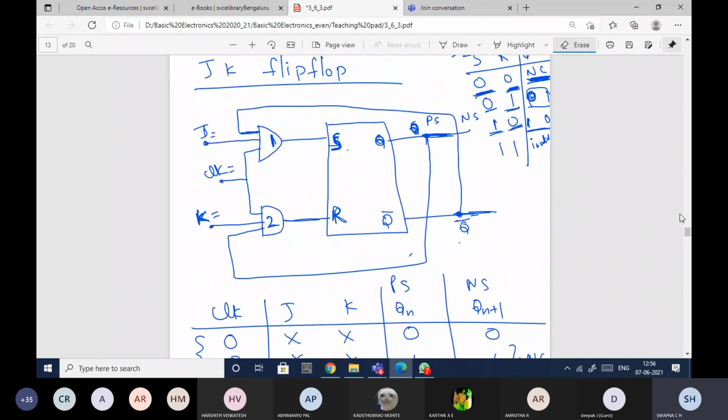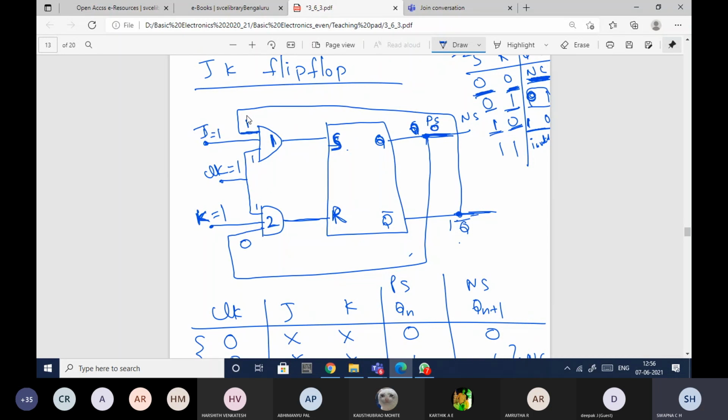Okay, now let me analyze the last case when clock is equal to 1, J is equal to 1, K is equal to 1, and the present state is equal to 0. So here Q is equal to 0, Q bar will be equal to 1. This 0, Q, is fed to the second AND gate, and Q bar, which is 1, is fed to the first AND gate.